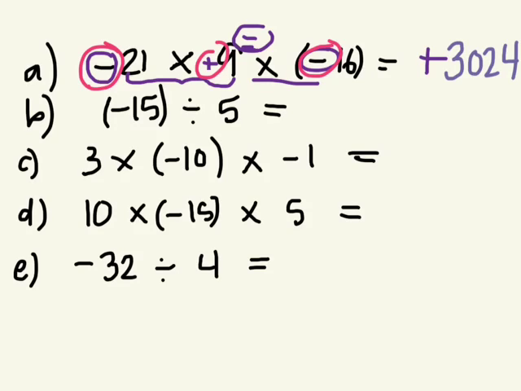With division, the same rule applies. So we have a negative divided by a positive. The answer will be negative. Good. And then 15 divided by 5 is 3. So the answer is negative 3.